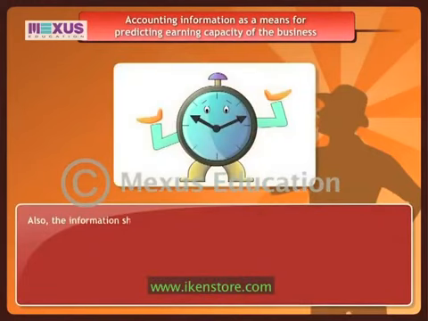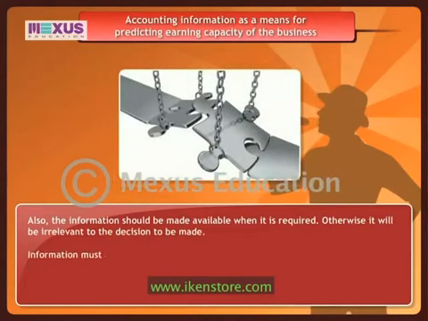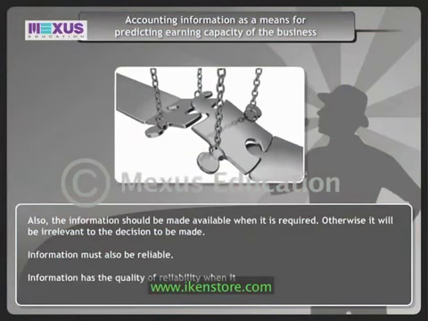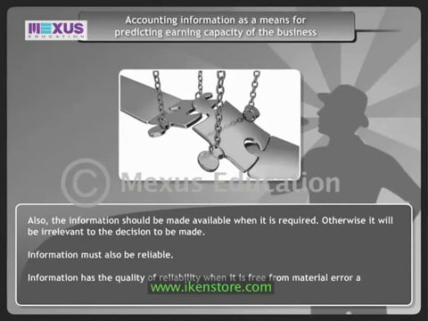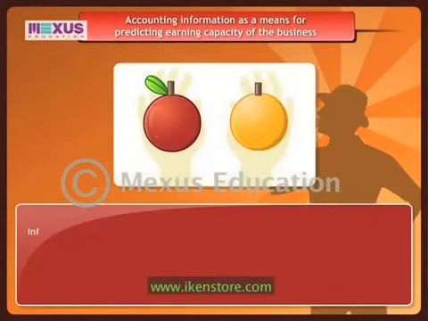Also, the information should be made available when it is required. Otherwise, it will be irrelevant to the decision to be made. Information must also be reliable. Information has the quality of reliability when it is free from material error and bias and can be depended upon by the users. And last but not the least, information must also be comparable.